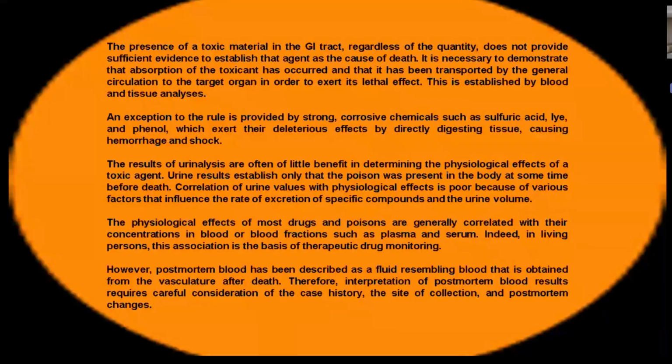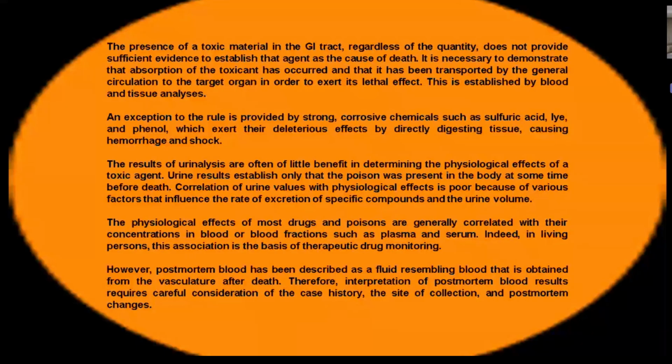Also, if strong and corrosive chemicals come in, like sulfuric acid or phenol, they directly destroy the tissue. They need not go to the system, to the liver, the lung, or the kidney to show their toxicity. They directly destroy the tissues because they are corrosive in themselves. At the point of ingestion, they digest the tissue, causing hemorrhages or shock.